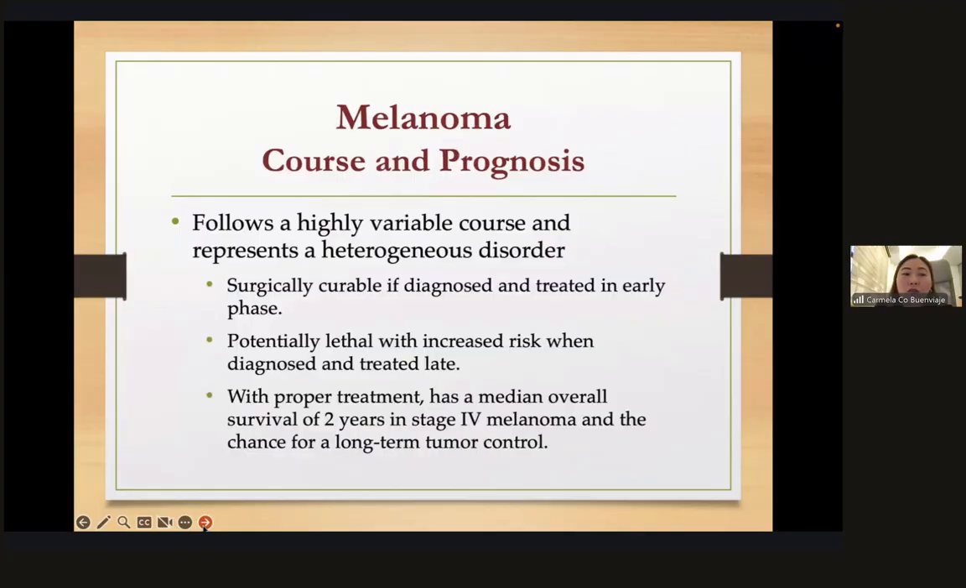So for the course and prognosis, melanoma follows a highly variable course and represents a heterogeneous disorder. This is surgically curable if diagnosed and treated in the early phase. It's potentially lethal, with increased risk when diagnosed at a later stage. With proper treatment, the median overall survival of 2 years in stage 4 melanoma and the chance for long-term control can be achieved.